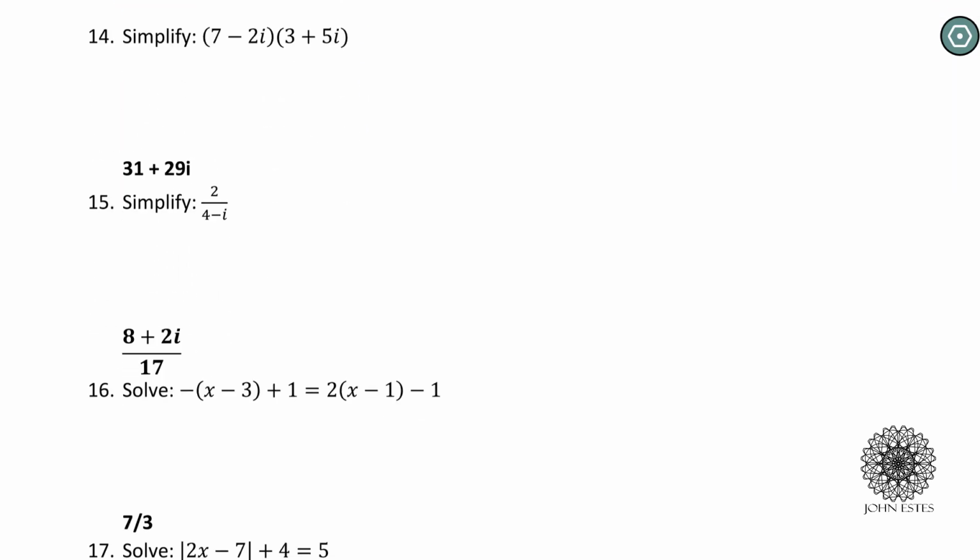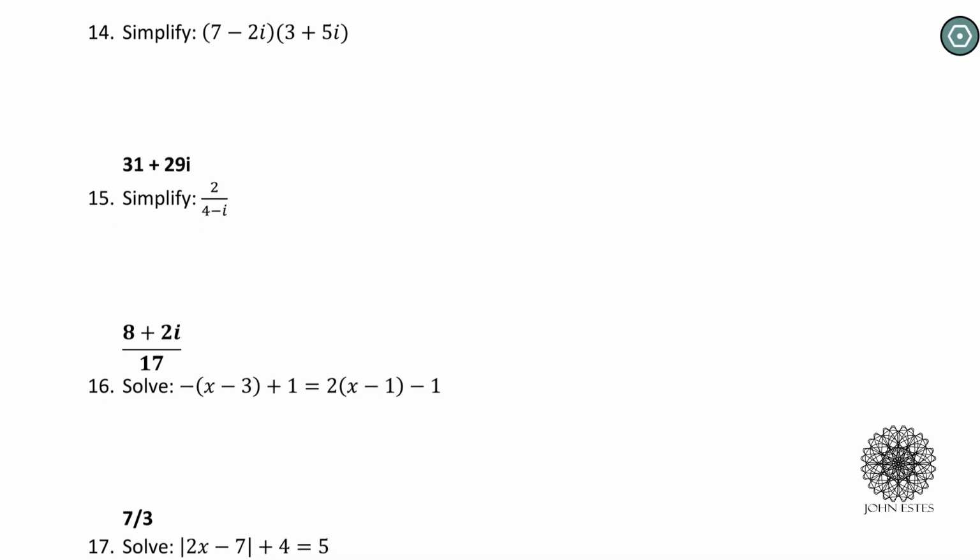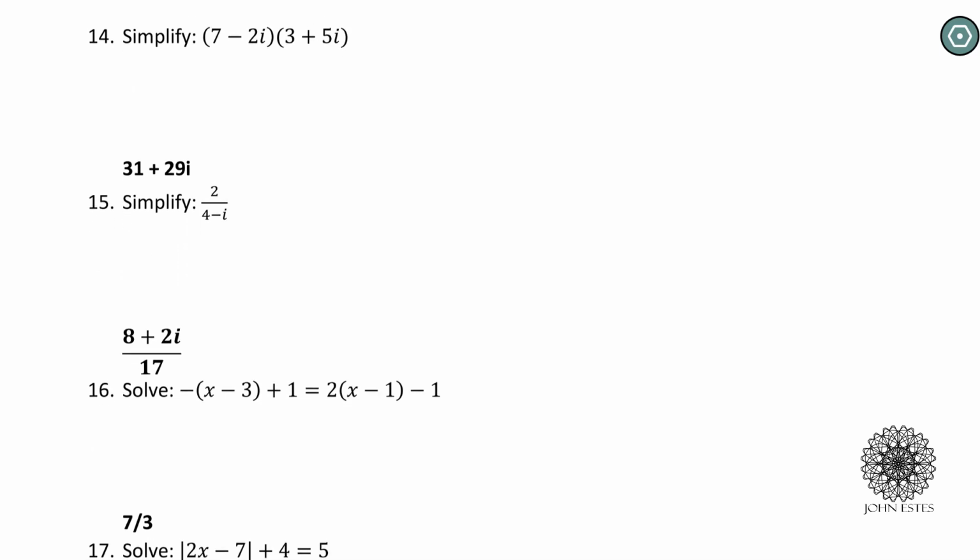Number 14, this time I want to multiply two complex numbers together. And to do that, I'm going to have to use the FOIL method. So I'm going to FOIL them out like this, just like we would an algebraic expression. First I have the first term, so that's 7 times 3. That gives me 21. Outside gives me 7 times 5i, 35i. Inside I have negative 2i times 3, that's negative 6i. And then lastly I have negative 10i squared.